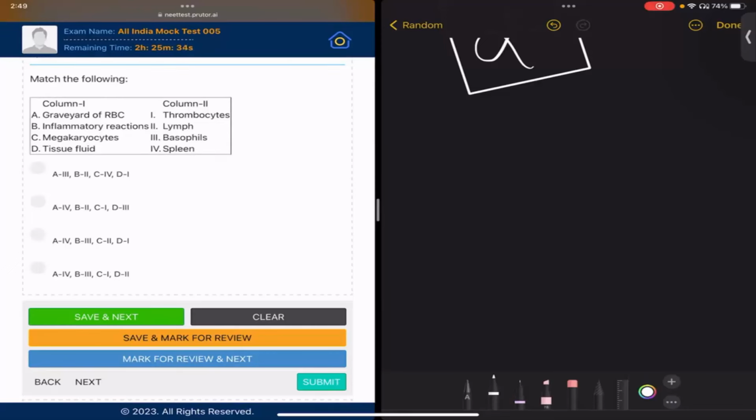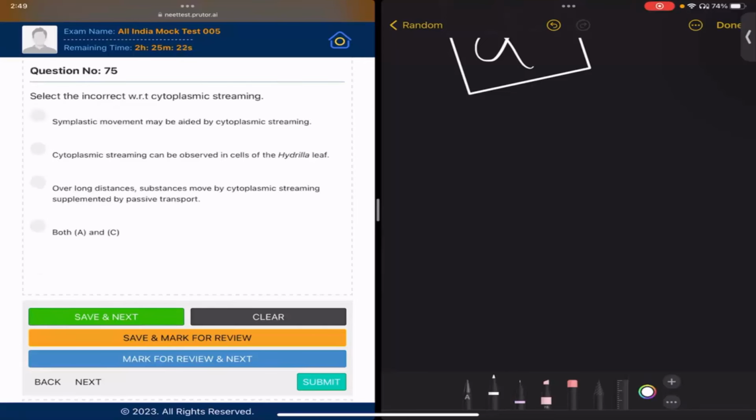Graveyard of RBC, spleen, A का 4. Okay, B का inflammatory reactions, these are related to your basophils, तो B का 3. Okay, C megakaryocytes, platelets related to thrombocyte, C का 1. Okay, so this should be the answer, right?